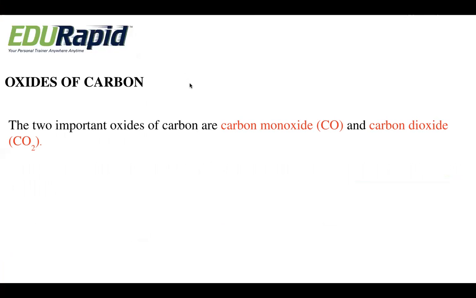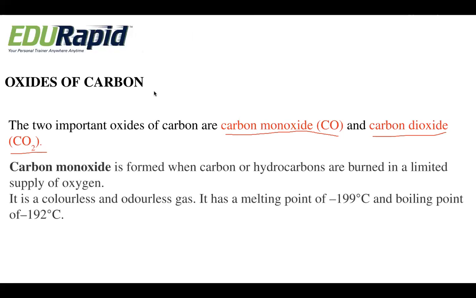We will move on to the oxides of carbon. We have two important oxides of carbon. What are those? Carbon monoxide and carbon dioxide. So these are the two important oxides of carbon. We will study about carbon monoxide first.